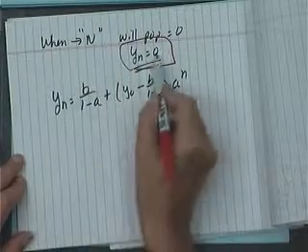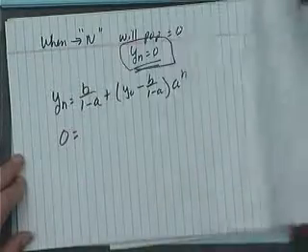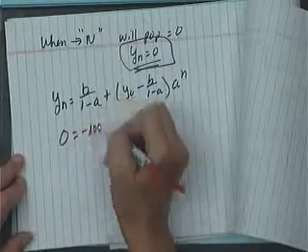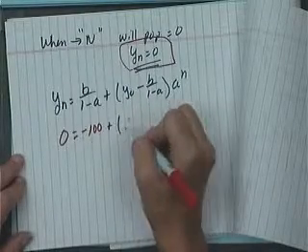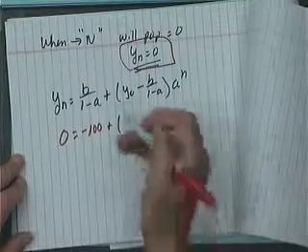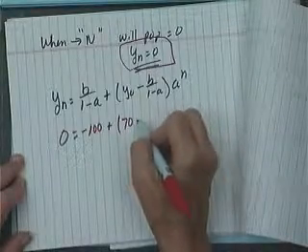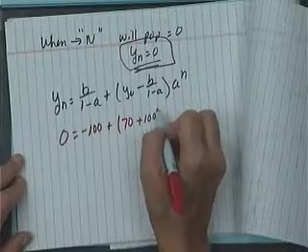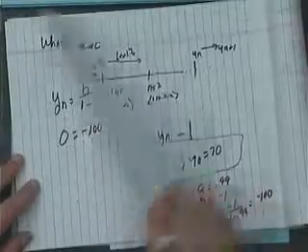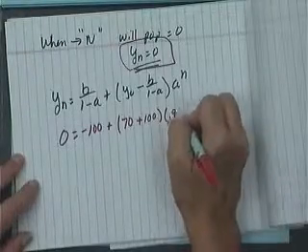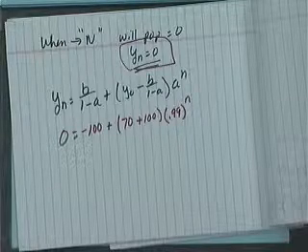So y sub n is going to be 0 equals, and this is negative 100. Remember the units, it's millions anyway, plus y sub 0, we know what that is, 70, minus a negative 100 would be plus 100, correct? And a is 0.99, and we're going to raise that to the nth. Is that what everybody has?